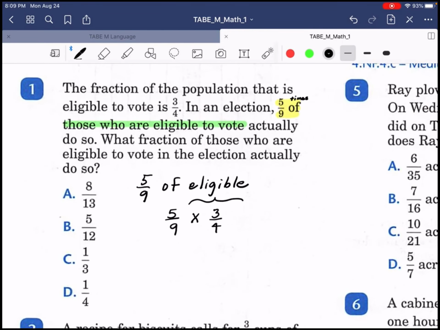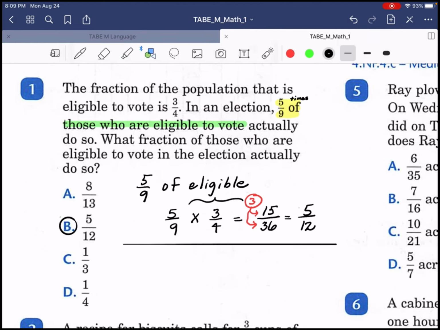And once you set the problem up, you can use your calculator, or you can multiply 5 times 3 to get 15, and then 9 times 4 to get 36. And this one will simplify by 3. So I'm dividing top and bottom by 3, and I end up with 5/12. And that corresponds to answer B. The clue is the word of.